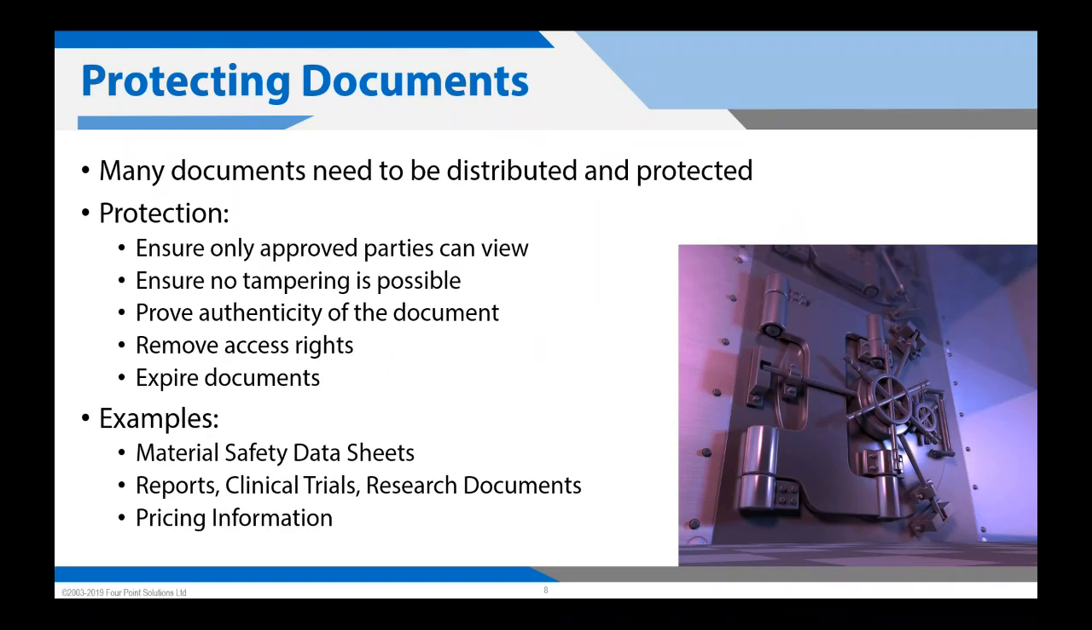Some examples that might apply to your organization: material safety data sheets, reports, clinical trials, research documents, pricing information. We know on the manufacturing side that often organizations send out multiple different pricing information and pricing models to different partners at different tiers, and you may want to lock that down so that it doesn't get into competitors' hands, doesn't get into customers' hands, doesn't get into the wrong partners' hands. So there's many different kinds of documents that might need this security.